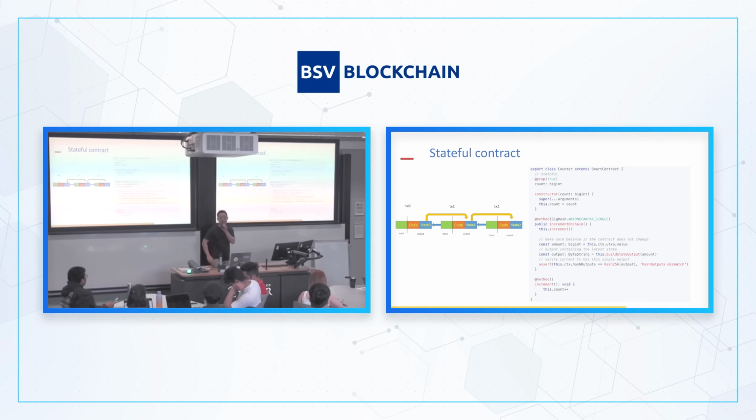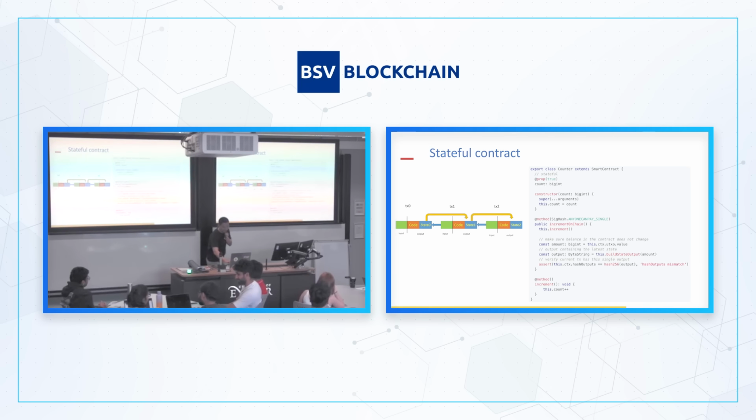This is the code we used yesterday, the counter example. Here we have a public method called increment on chain, and also another internal function called increment. Yesterday, I think Jack and some other people were asking why we need to take the increment out as its own function. Hopefully you can get some idea here. The public one is the on-chain version; I call it increment on chain.